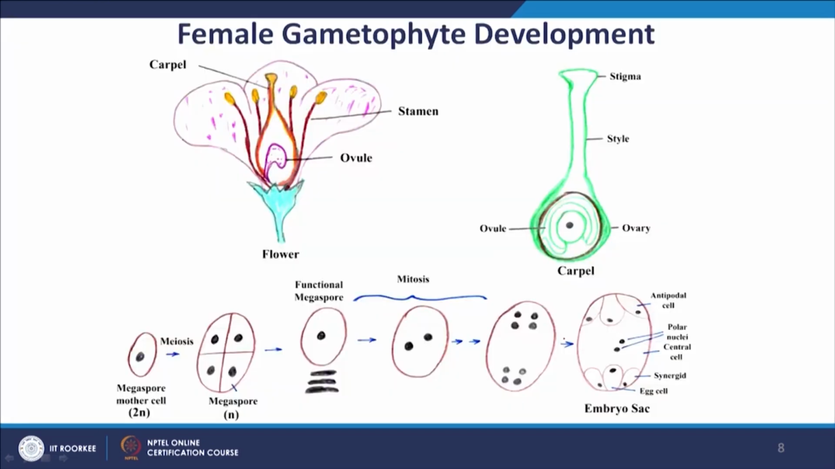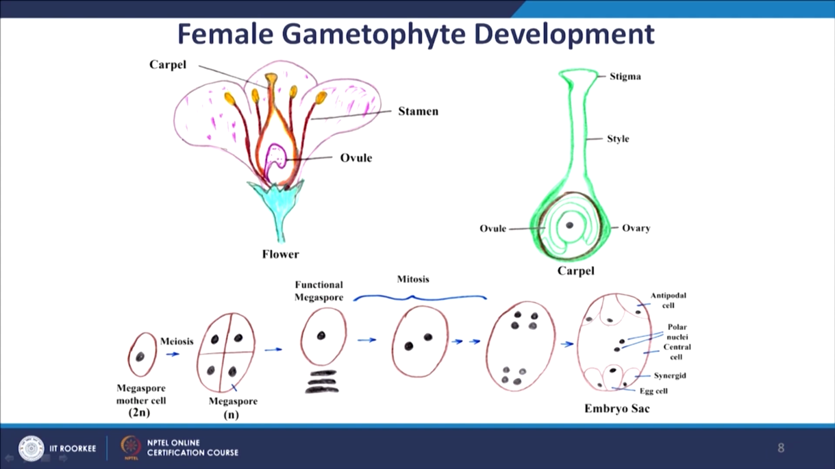Now, during the gametophytic phase, we will look at how female gametophyte development occurs. The female reproductive organ in angiosperms is the carpel, which has three regions: the stigma, style and ovary. In the ovary, there is a structure called the ovule, and in the ovule we have a megaspore mother cell. This megaspore mother cell, which is diploid in nature, first undergoes meiosis to generate 4 haploid megaspores, and then during later stages 3 of these megaspores degenerate.